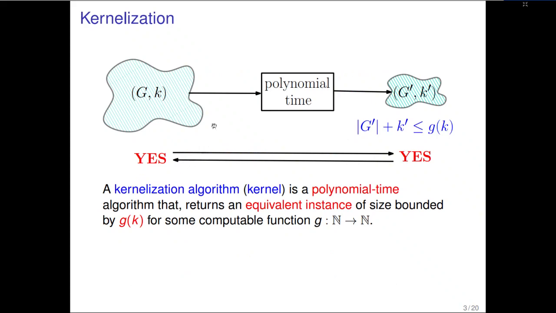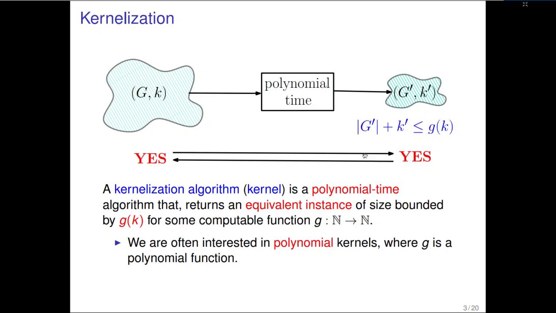The other word in the title was polynomial kernelization, or kernelization. So a kernel or a kernelization algorithm is a polynomial time algorithm that takes as an input a graph and some integer k, and in polynomial time it outputs an equivalent instance of the same problem that is much smaller. Equivalent meaning that if this is a yes instance, then the result is also a yes instance, and small meaning that the size of the output graph plus the parameter k is at most some function of k, where this function g is called the size of a kernel, and we are often interested in polynomial kernels, which just means that we want g to be polynomial.